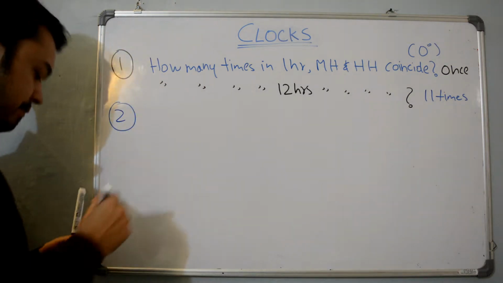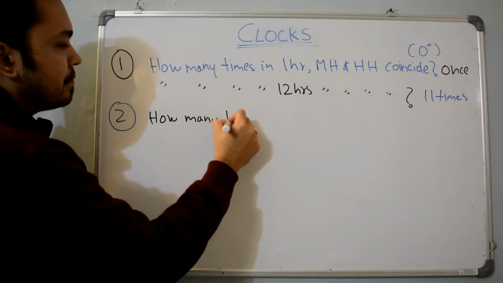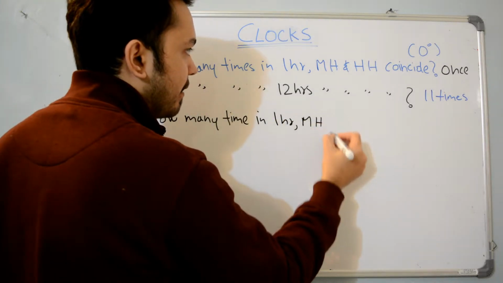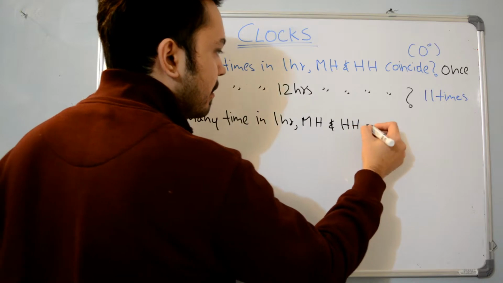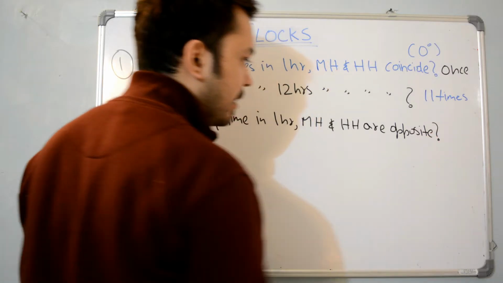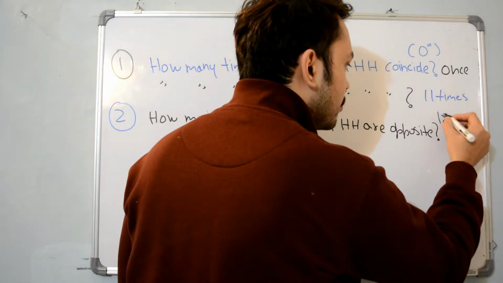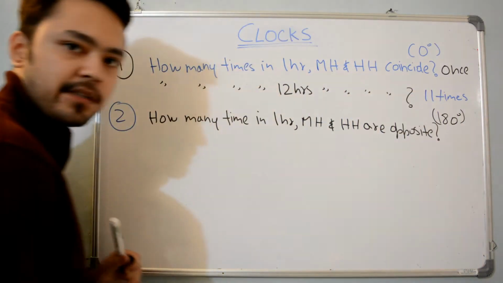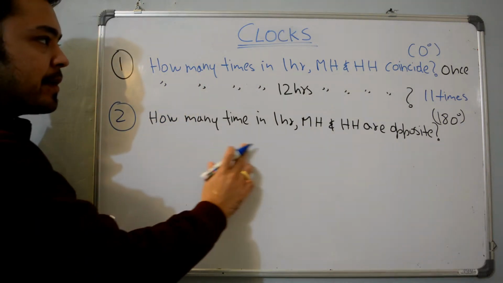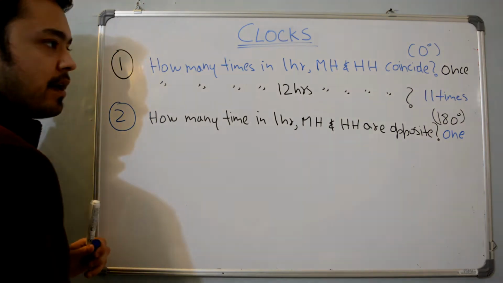Second result, how many times in 1 hour are the minute hand and hour hand opposite? Clear? Now I've written the word opposite, which means that the angle between them will be how much? 180 degrees. Clear? They will do this phenomenon again only one time, or once every hour.